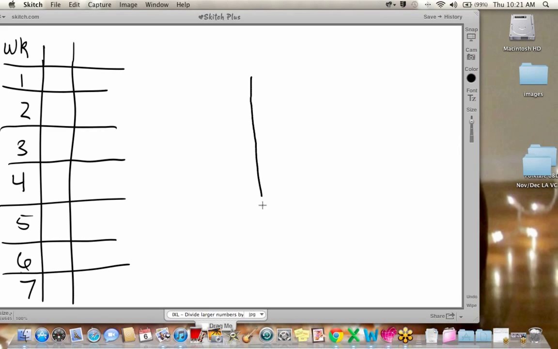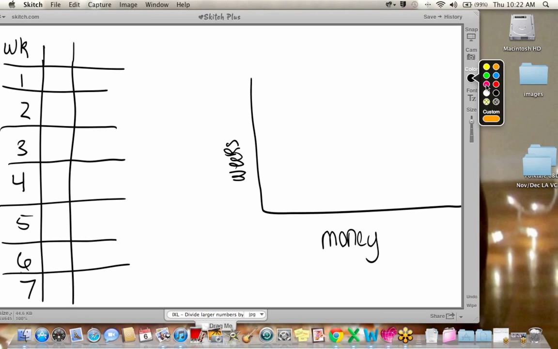Come over here, I have to draw a graph as well. My dependent variable is my money in savings. So that's gonna go on the bottom. So how much money she has. The weeks is the independent variable, so that's going to go on the side. It's independent because it changes depending on what week it is.